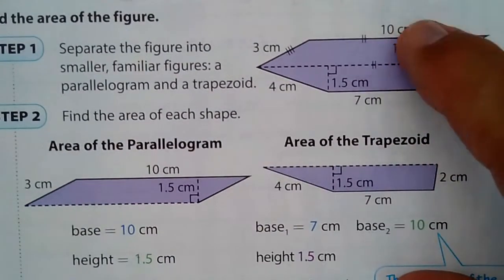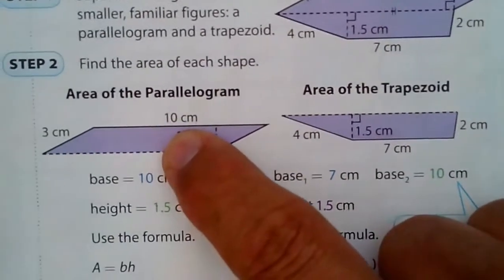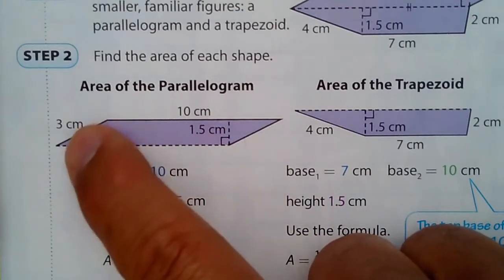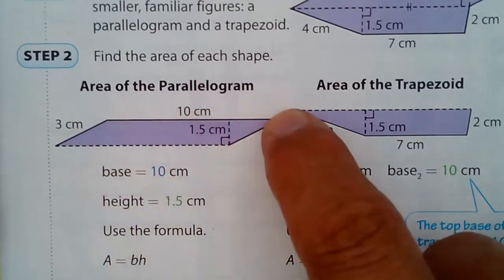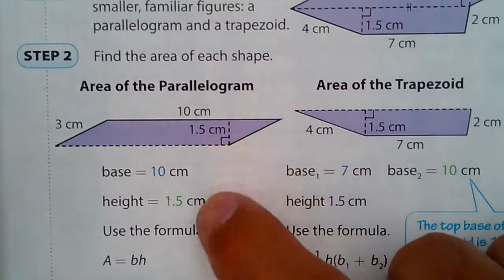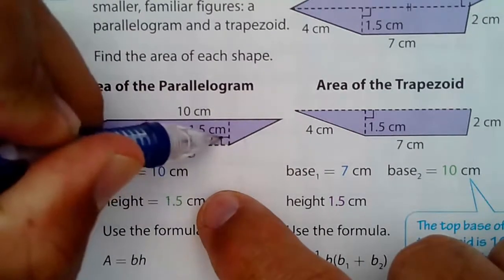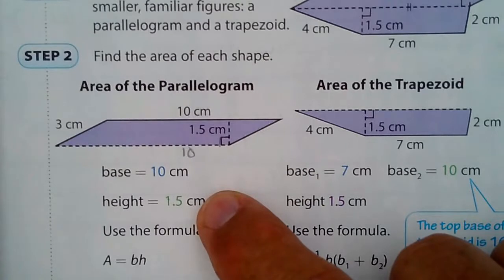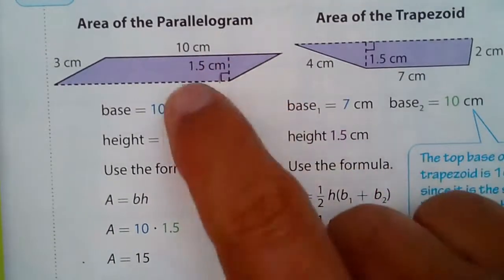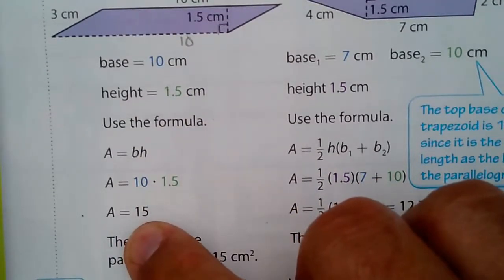So the area of the parallelogram. All these measurements here are transferred to here. To find the area of a parallelogram, we need the base and the height. We don't need that side right there. That's a distractor. So we need the base, 10, and the height, 1.5. And we know it's the height there because base and height meet at 90 degrees. This is also 10, and this tells you that it's meeting at 90 degrees. So you just multiply those two numbers together. 10 times 1.5 is 15. So the area of the parallelogram is 15.